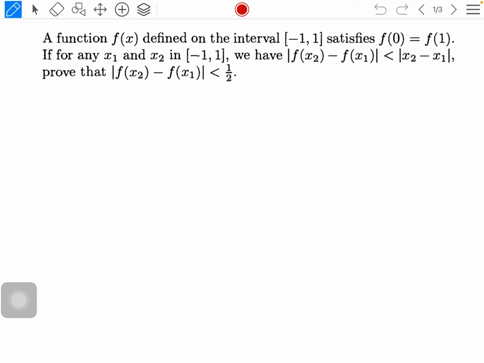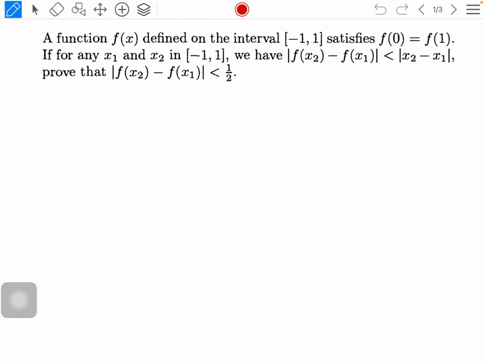As you can see, you are given a function f(x) which is defined over the interval -1 to 1 and satisfies f(0) equals f(1). You're also given that mod of f(x2) minus f(x1) is strictly less than mod of x2 minus x1, where x1 and x2 both belong to the closed interval -1 to 1. And now you have to prove that mod of f(x2) minus f(x1) is less than half.